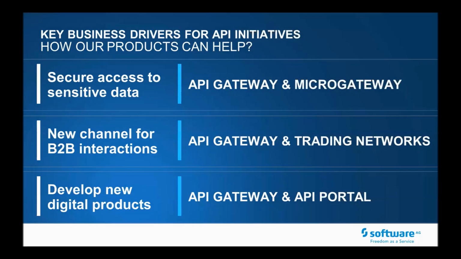So what are the drivers that we see pushing our customers to go with something called API management technology today? Well, secure access to sensitive data. If you have data that is of value, if you want to expose it and monetize it, you want to do this in a secure and governed way. API gateways and micro gateways are a solution to use in this space.